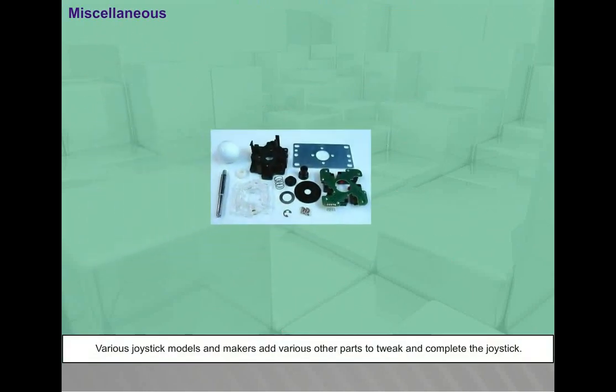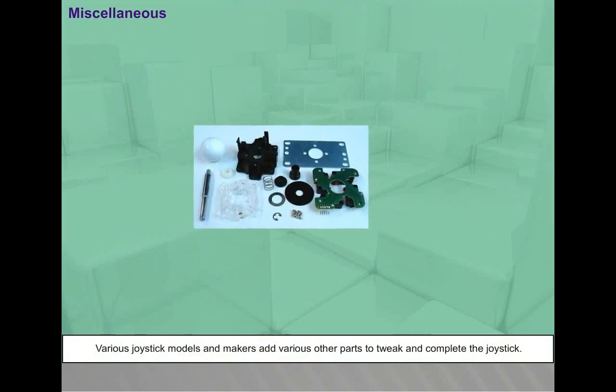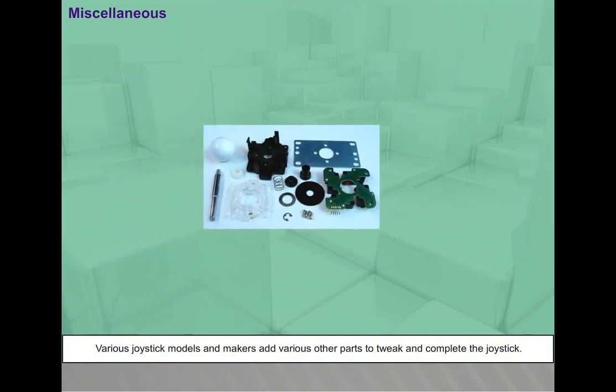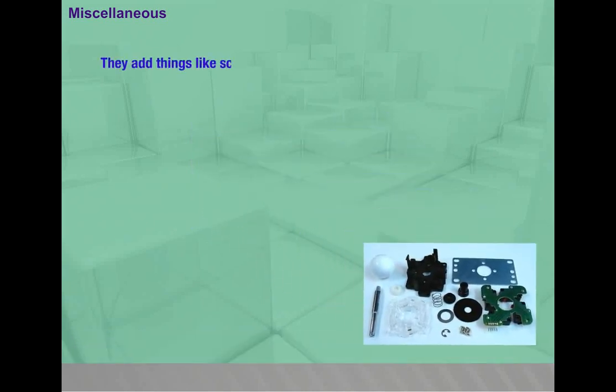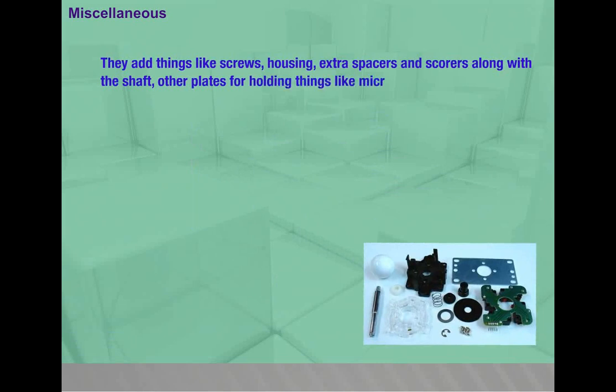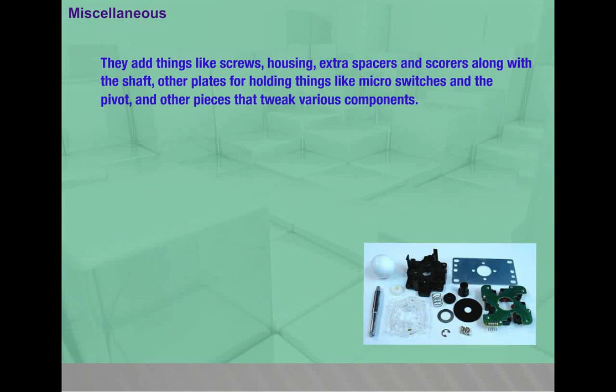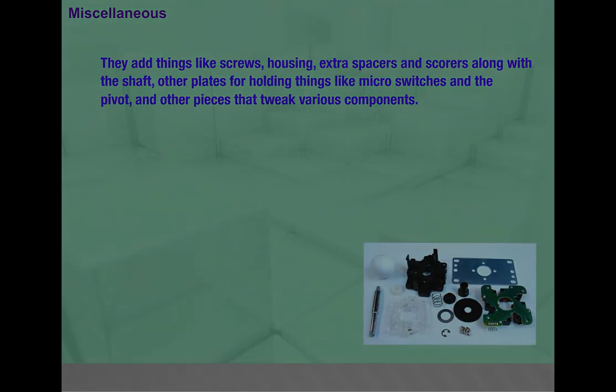Miscellaneous: various joystick models and makers add various other parts to tweak and complete the joystick. They add things like screws, housing, extra spacers and washers along with the shaft, other plates for holding things like micro switches and the pivot, and other pieces that tweak various components.